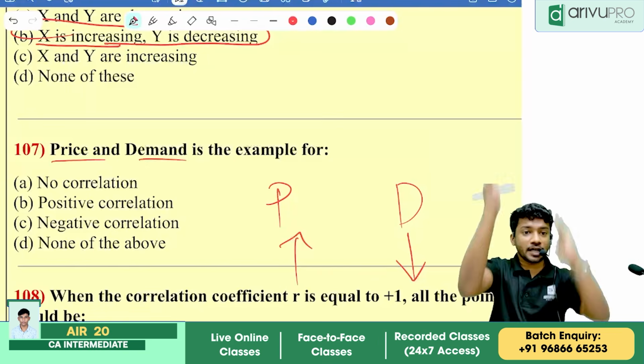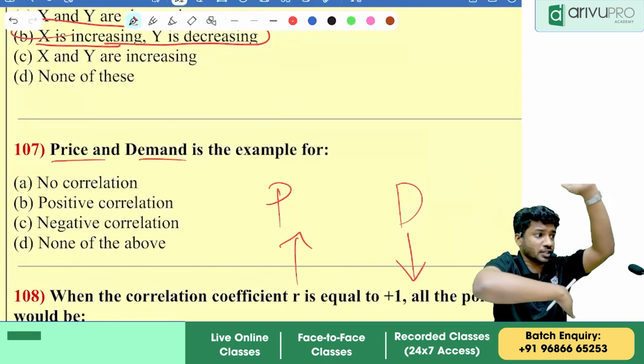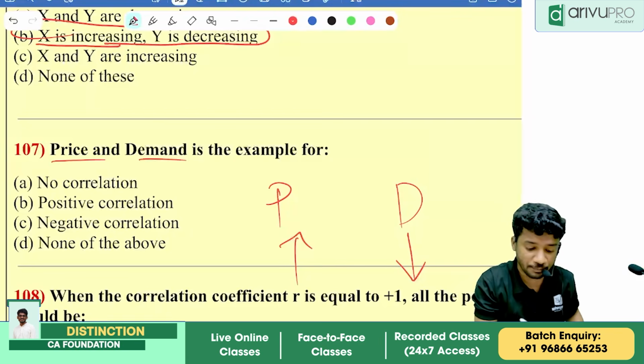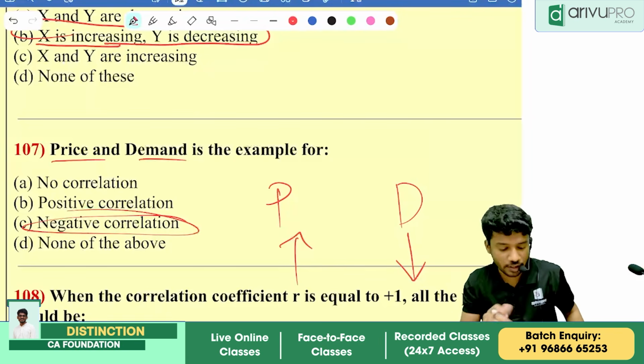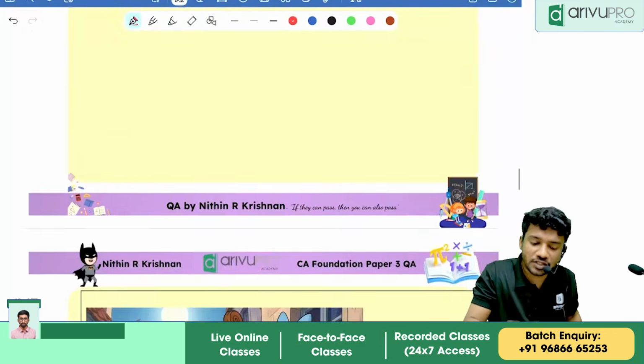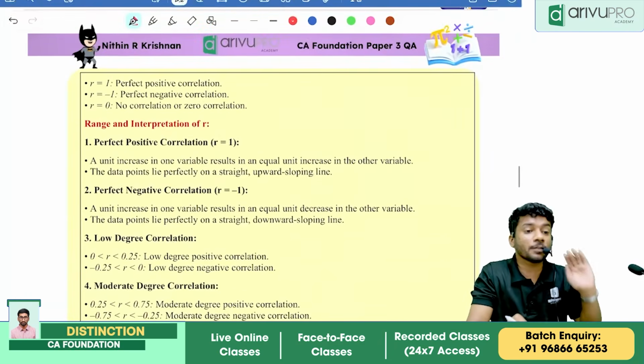Decreases. One direction is going this way, another direction is coming down this way. That means opposite direction. What type of correlation? Negative correlation. Next one, people, we are going to discuss correlation coefficient. I hope you got the base.